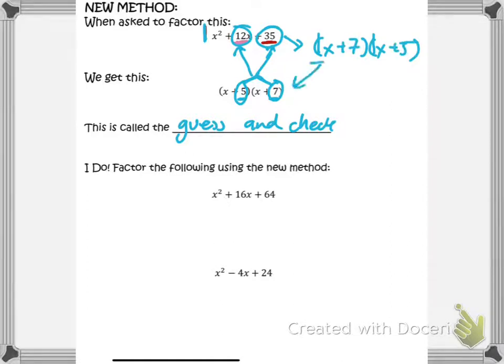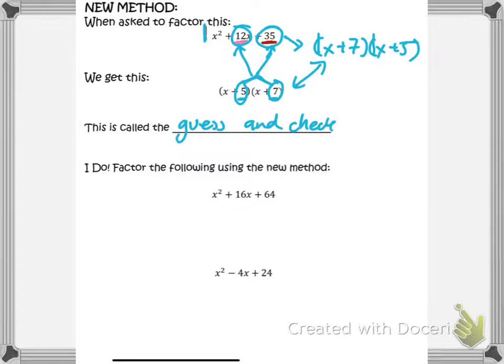These two are the exact same answer. x plus 5 times x plus 7 is the same as x plus 7 times x plus 5. So this is now going to be a much faster method. This is called the guess and check, because sometimes you guess and you mess up, so you just have to erase it and do it again.